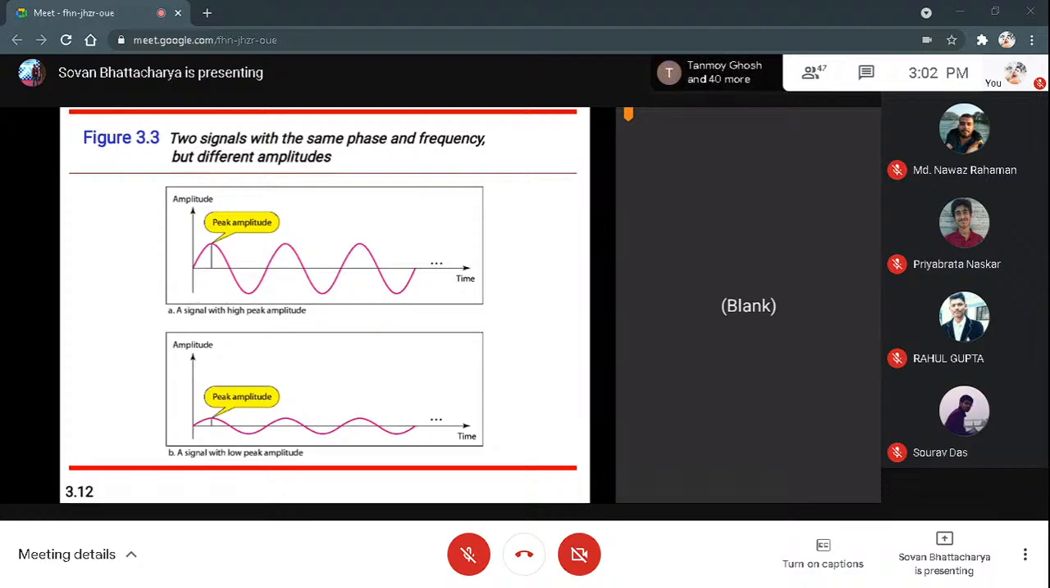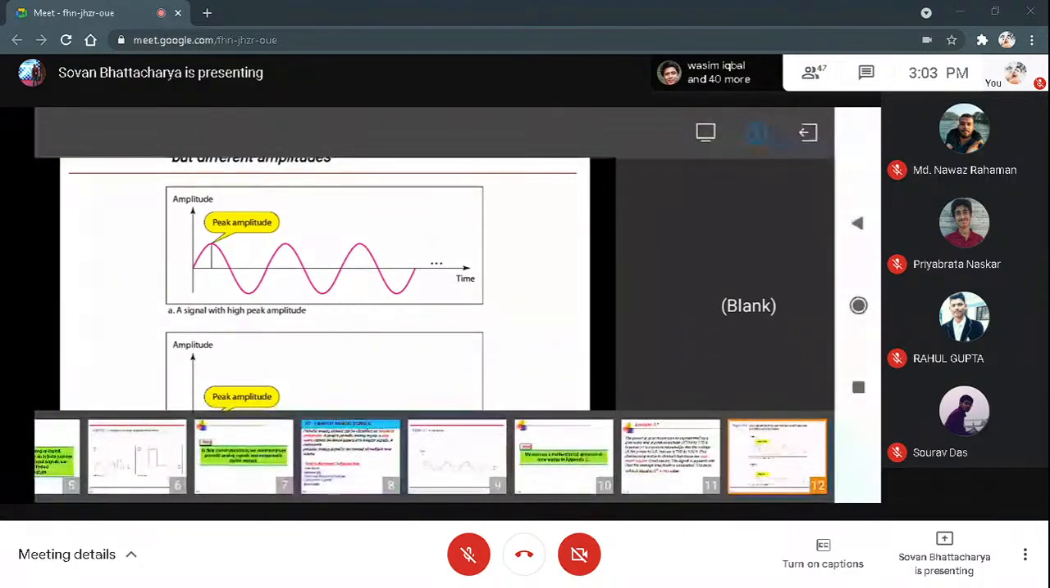Amplitude and your frequency. On the x-axis, this bar is called the frequency bar. Amplitude is in the y direction. You see the peak amplitude decreases here, but the phase and the frequency are the same. You see positive, then negative, then positive, then negative. This way the wave will be formed. And in the next signal, the phase is the same, but the frequency and the amplitude are different.